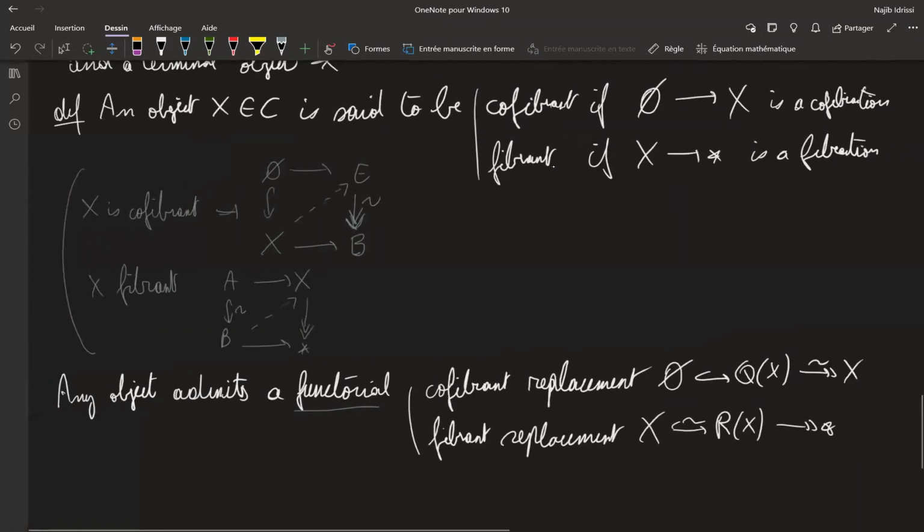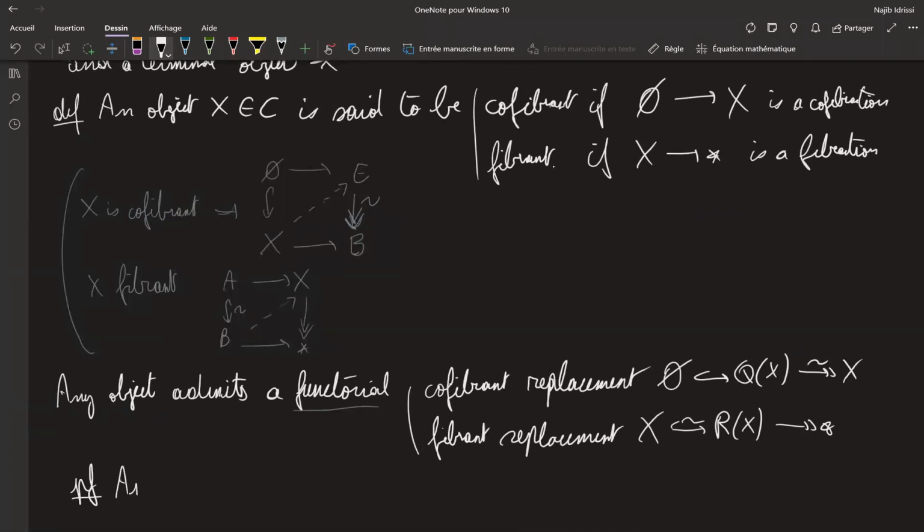So the proof: you apply MC5 to the unique map from the initial to the terminal object. Okay? So any questions until now?